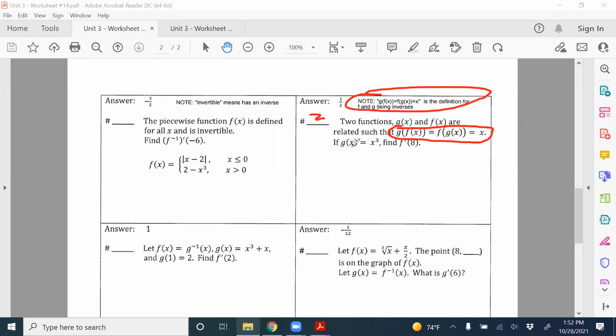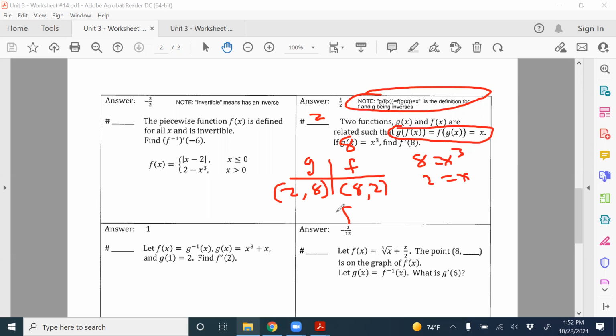So we have the function for g. Let's call g the original. They'll call f the inverse. And you're asked to plug in 8 into the inverse. So 8 will be the input for the inverse, and 8 is the output for the original. If 8 is the output for the original, 8 equals x cubed, so x is going to equal 2. So 2 is the x coordinate that goes with 8 on the original. So (8, 2) is on the inverse. G prime of 2 and f prime of 8 are going to be reciprocals of each other.